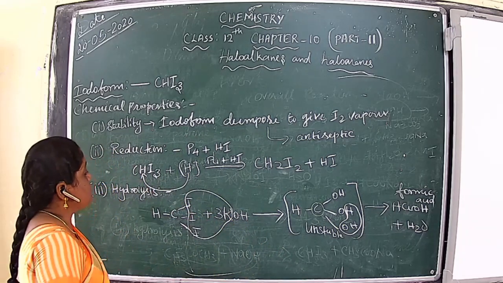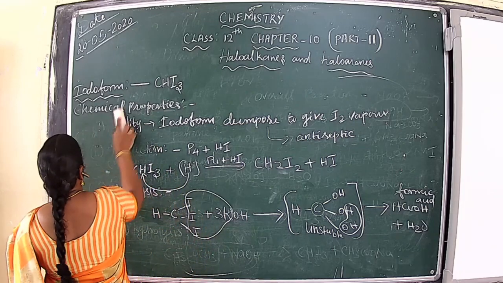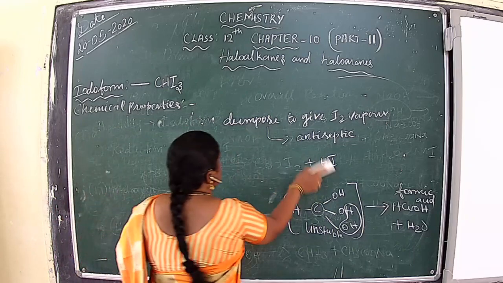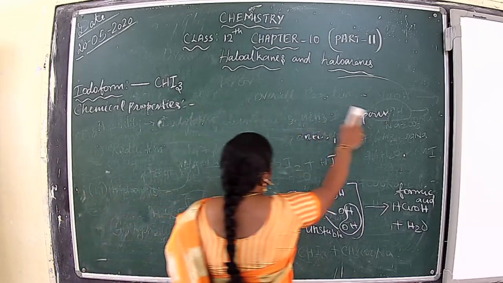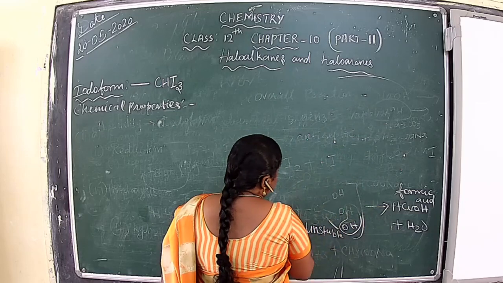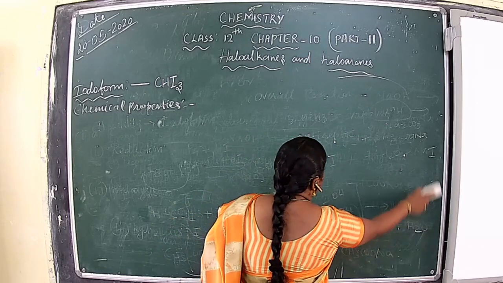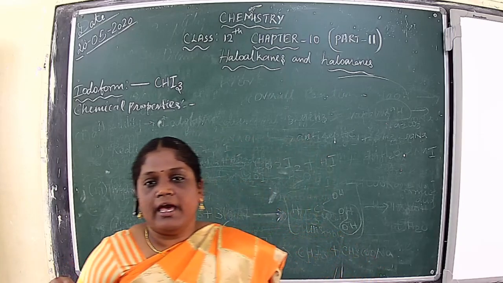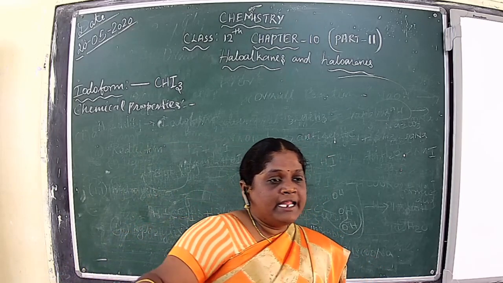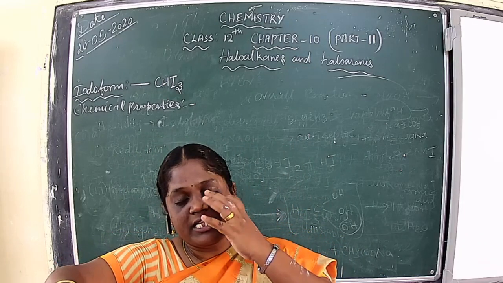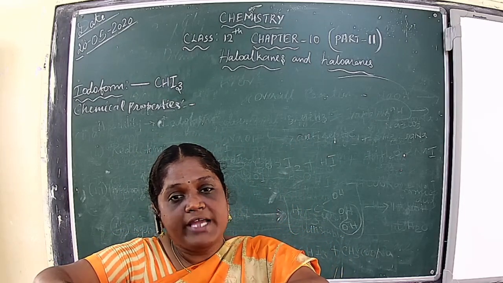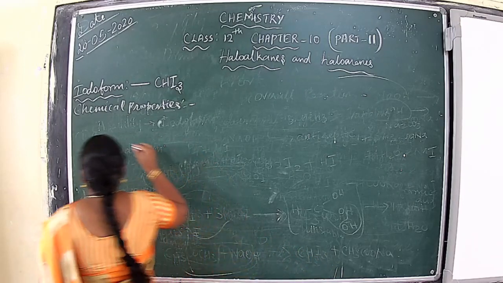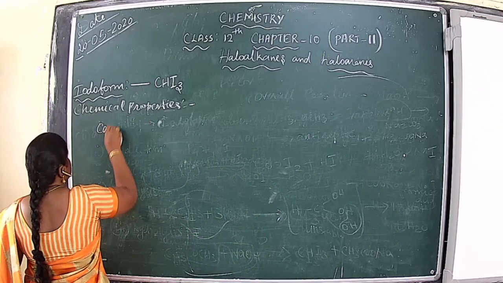The next one is the carbylamine reaction. Already I told you, it does not undergo with secondary amine or tertiary amine. It only undergoes with aliphatic amine, meaning the primary amine, and aromatic amine. Then the product we can get is isocyanide. Already we have seen the carbylamine reaction.